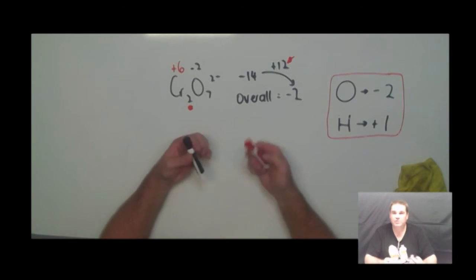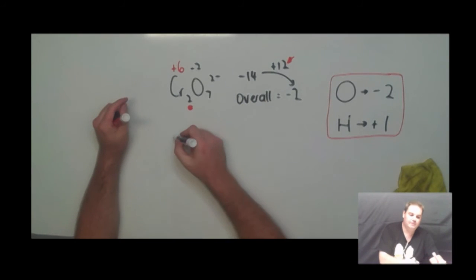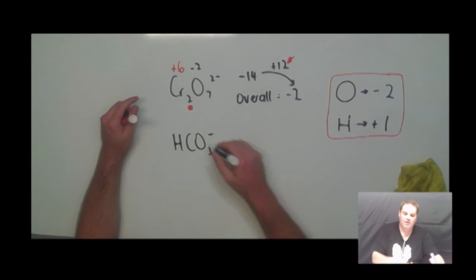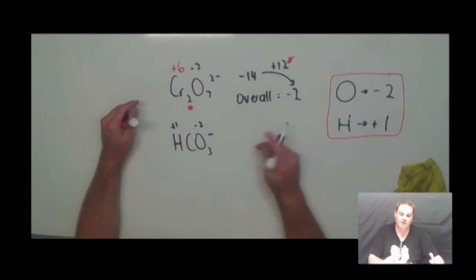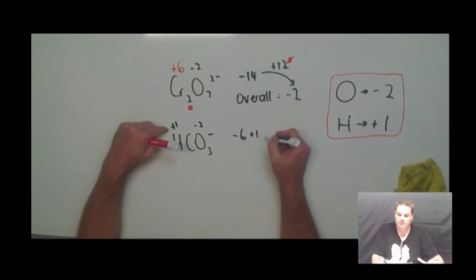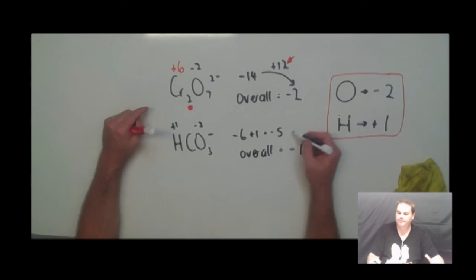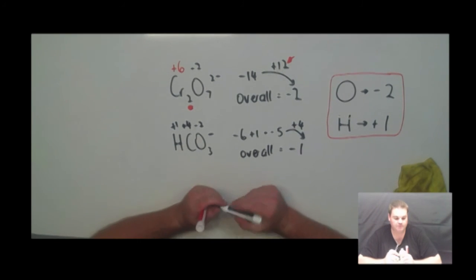What do you do if you've got a number of them together, like the bicarbonate ion? Well, you just follow your rules. HCO3 minus: oxygen is -2, we know our hydrogen is +1, so 3 lots of -2 is -6, and +1 equals -5. Overall, we're trying to go to -1. -5 to -1, we need to add 4, so on the carbon, the oxidation number is +4.